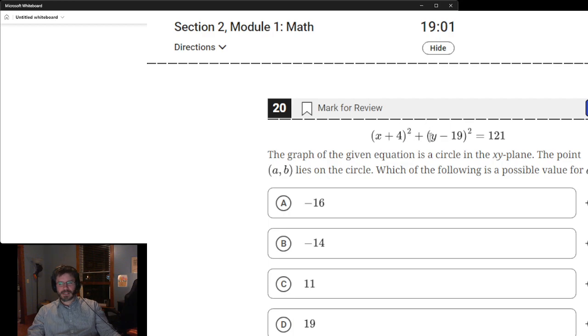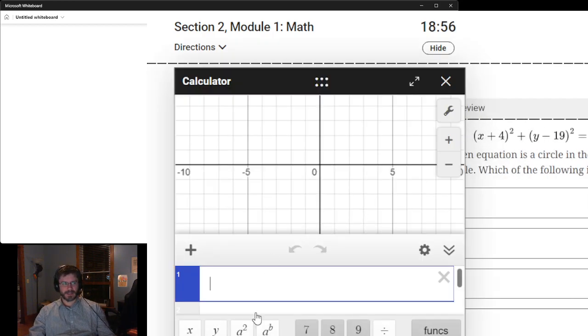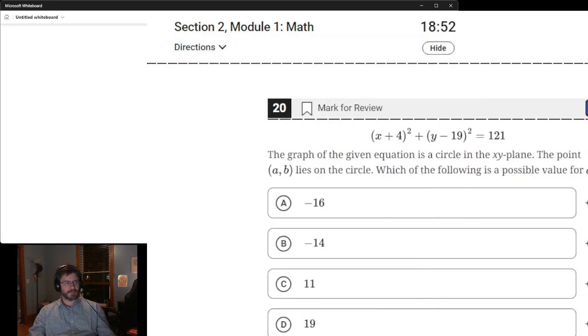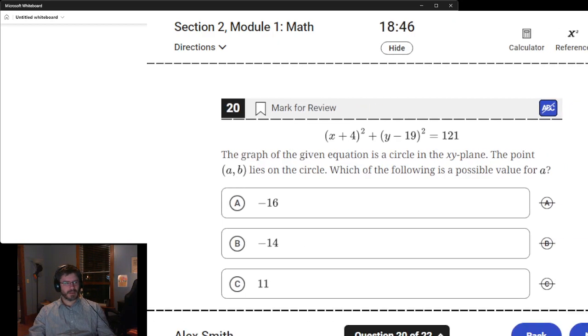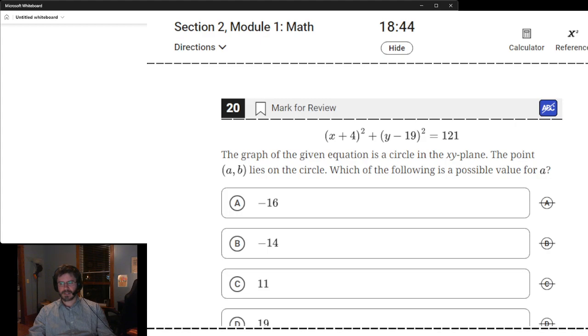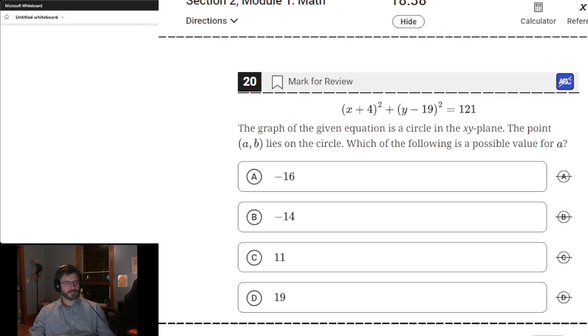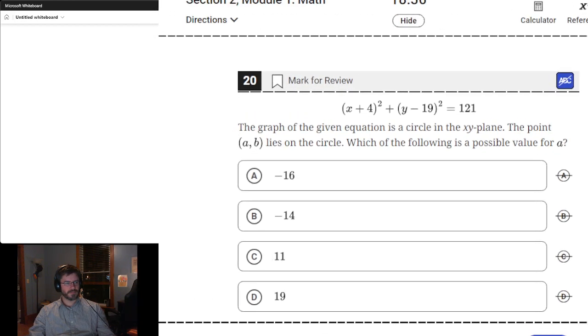I don't know if Desmos likes graphing circles, but we do have the Desmos calculator available to us here. I'm not going to use that. Maybe a little smaller. There. I think you guys can see that. There we go.